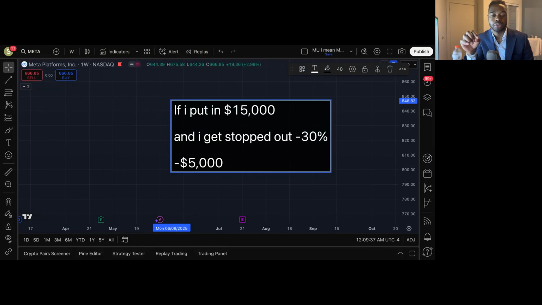What is your threshold? So let's say you put in 15K and you have a $2 million account. Well, 15,000 is not going to be that much for your account. But let's say you have a 15K account and you put in all 15K. All right, now you're down $5,000. You're down 30% on your account. That is a significant chunk of your entire account. Now let's say that that is your entire account.